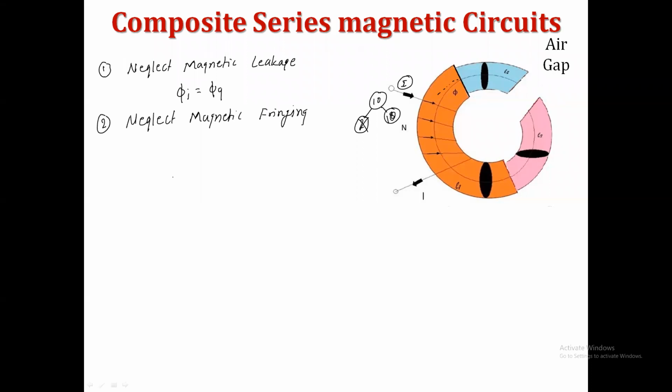Leakage, magnetic leakage, this concept is related to flux, and magnetic fringing is related to what? Area of cross section. Is it right?